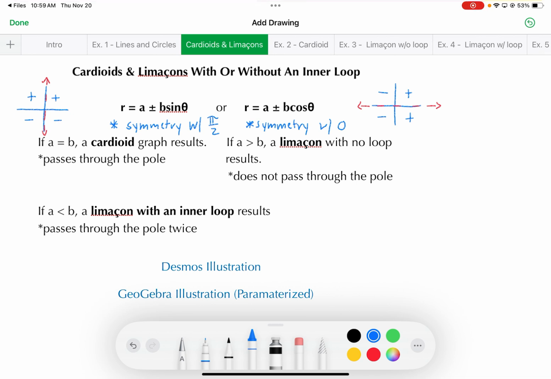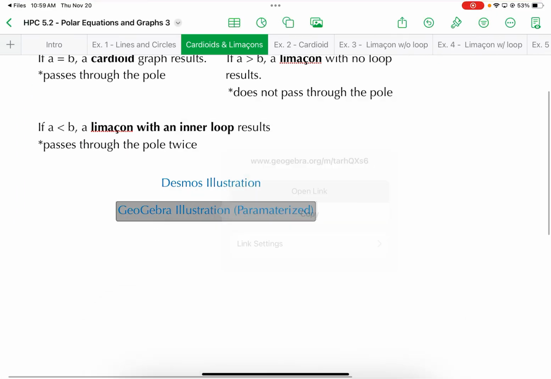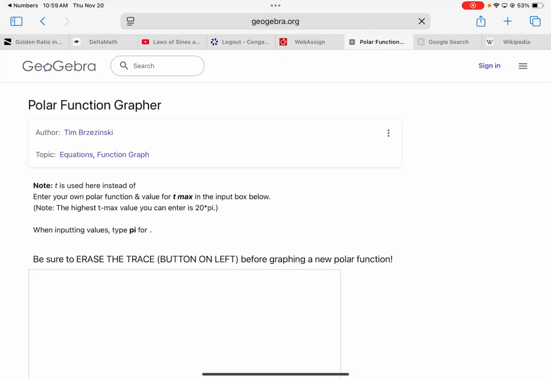If you switch it and you make A less than B, then you are going to get a limaçon that has an inner loop, and it results in a graph that passes through the pole twice. Okay, so let's look at a couple examples here. I'm going to use this illustration.